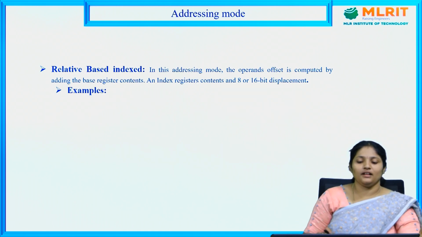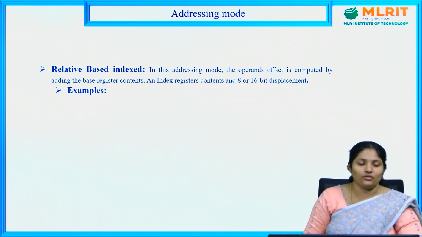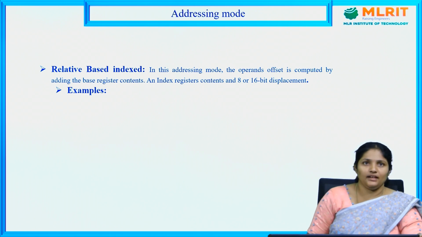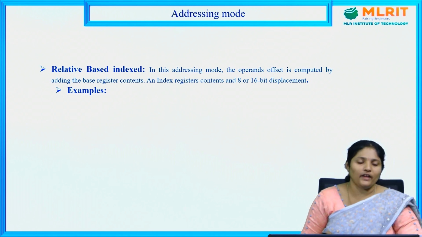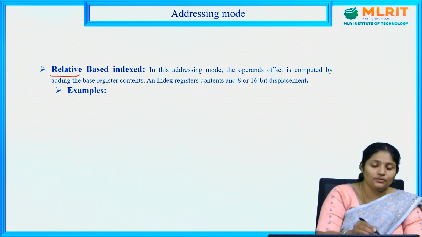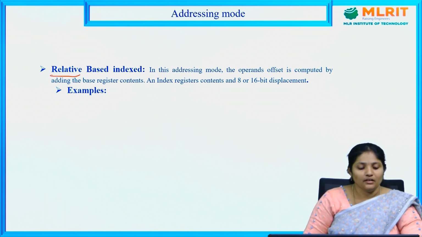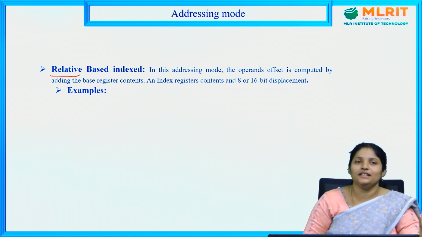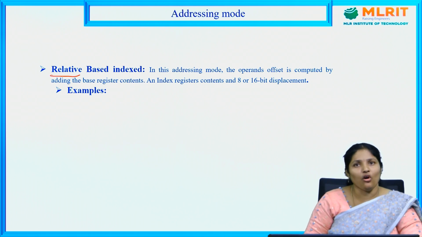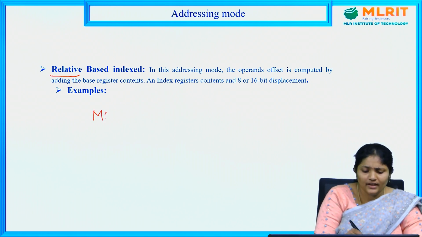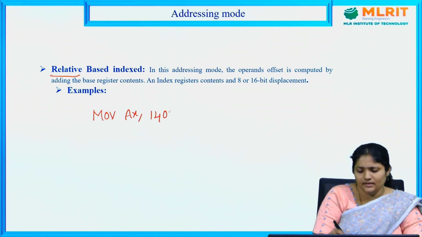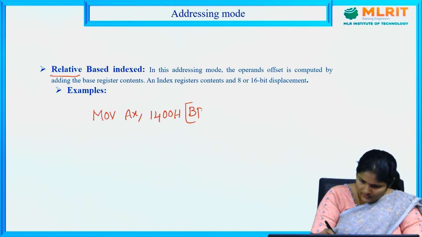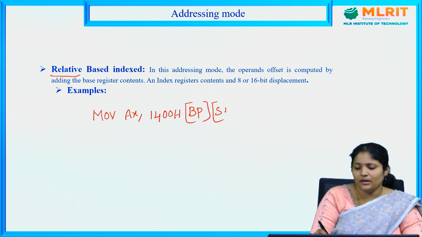Coming to the next addressing mode, it is the relative based indexed addressing mode. As I already told you, whenever we see the term relative in an addressing mode, it means a displacement, either an 8-bit displacement or a 16-bit displacement. So one example will be MOV AX, with a displacement mentioned like this. This is a 16-bit displacement. Here I am taking BP as the base register and SI as the index register.